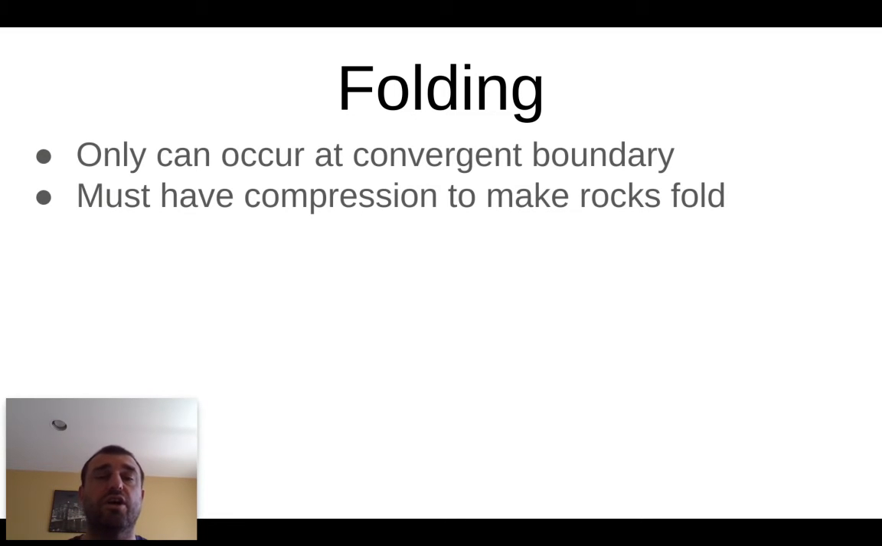So folding can only occur at a convergent boundary because you must have compression to make rocks fold. The pressure and the heat that's applied with friction causes the rocks to be more malleable or flexible. Even though you would just think the rock should break, and that's your fault, sometimes the heat and pressure allows them to be a little more flexible, and instead of cracking, they fold.